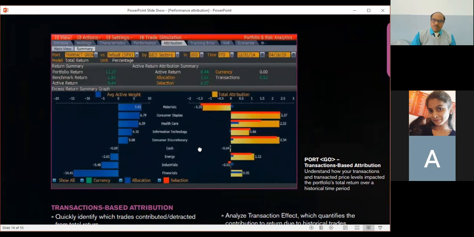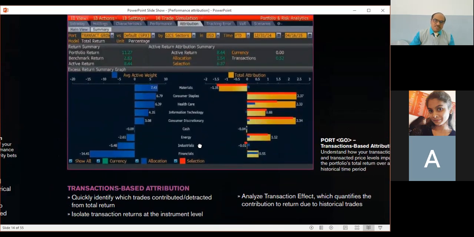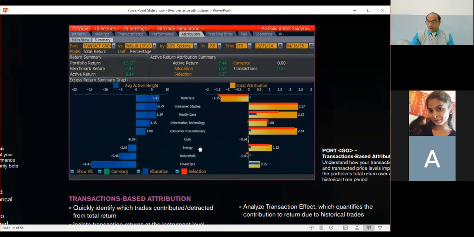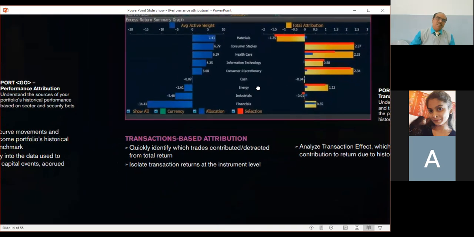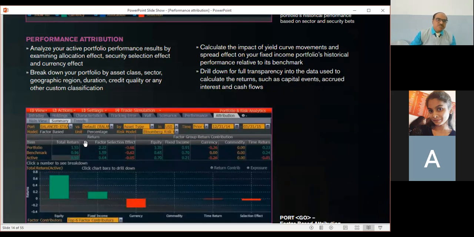This is the transaction-based attribution. How it is impacted in that one. Same thing, you can find out in the software what the attribution levels of the transactions are. Transactions mean each and every transaction, that is purchase or sale of a particular security. Okay, it will show nicely. Same thing. Here is the summary chart. It will show your portfolio based upon the returns.